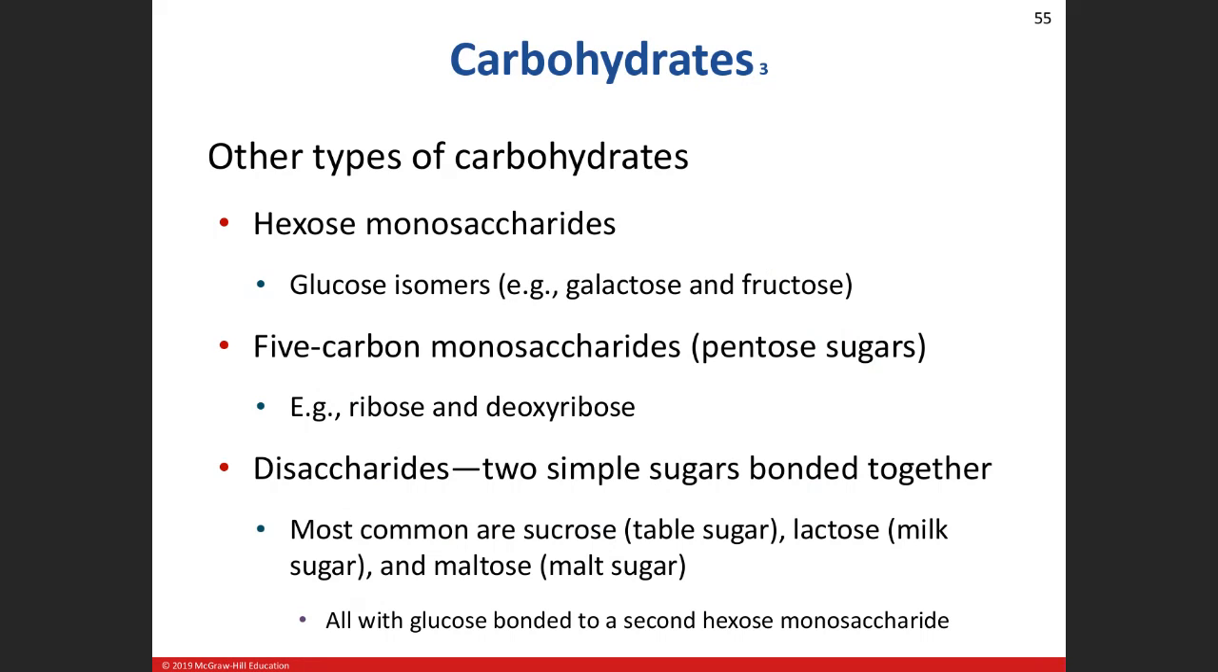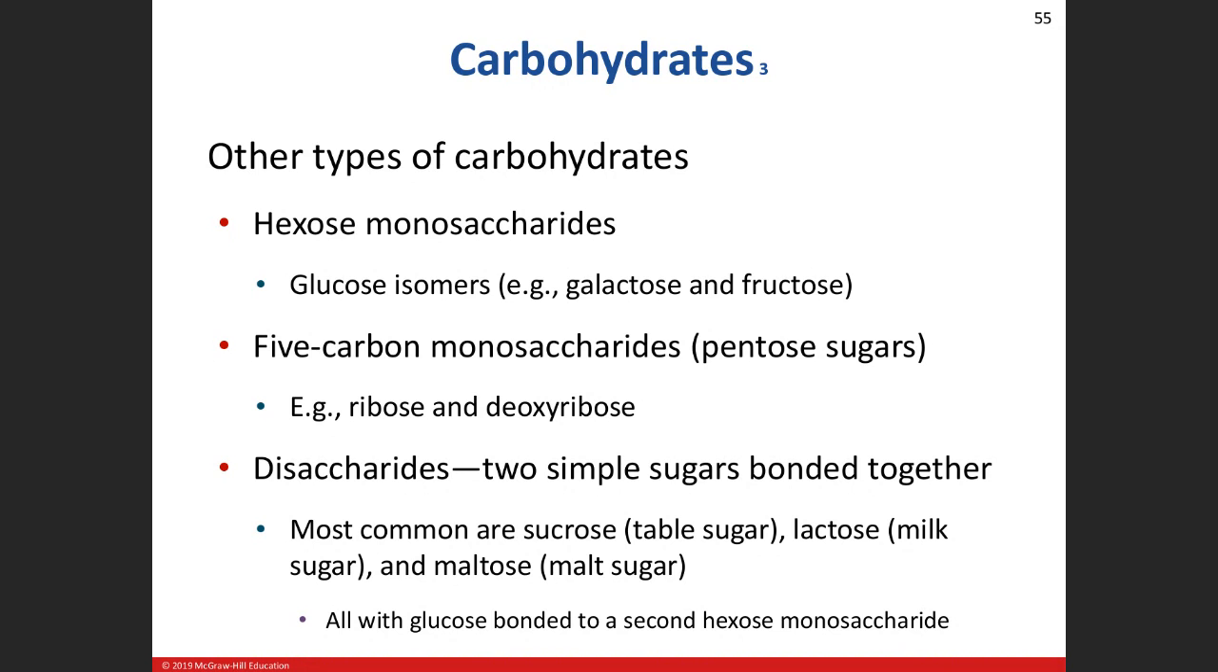A couple other types of carbohydrates. So the hexose monosaccharides, these are the isomers. Remember we learned about isomers. These are structures that have the same molecular formula, but their structural formulas will be different. Galactose and fructose are some of those examples. We have our pentose sugars. We'll talk a little bit about those when we get into RNA and DNA.